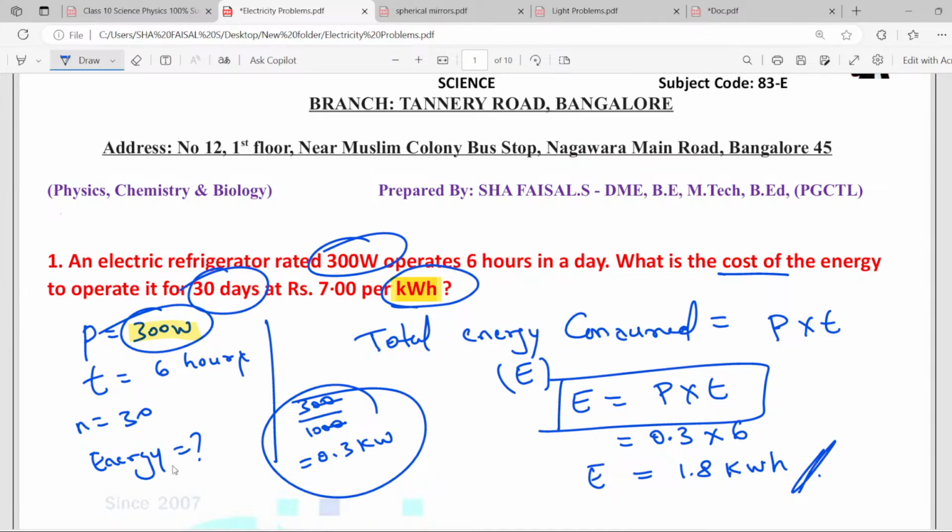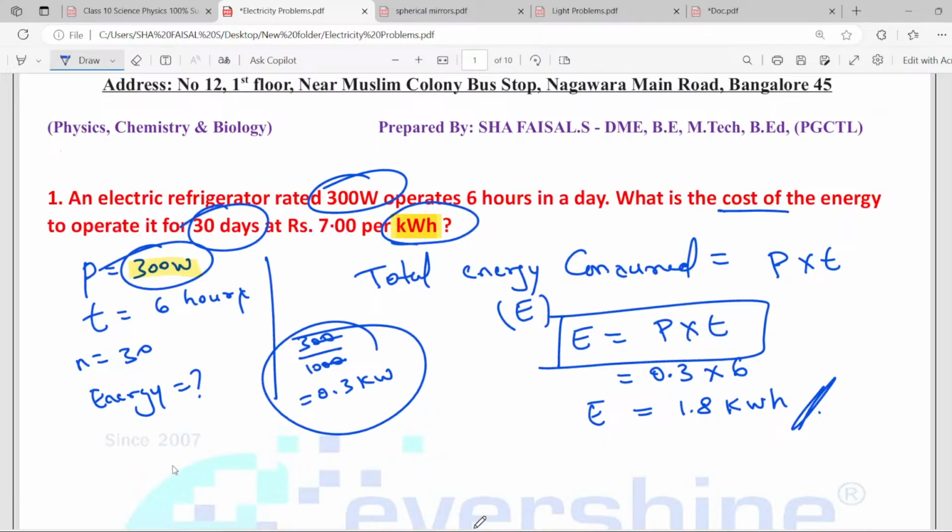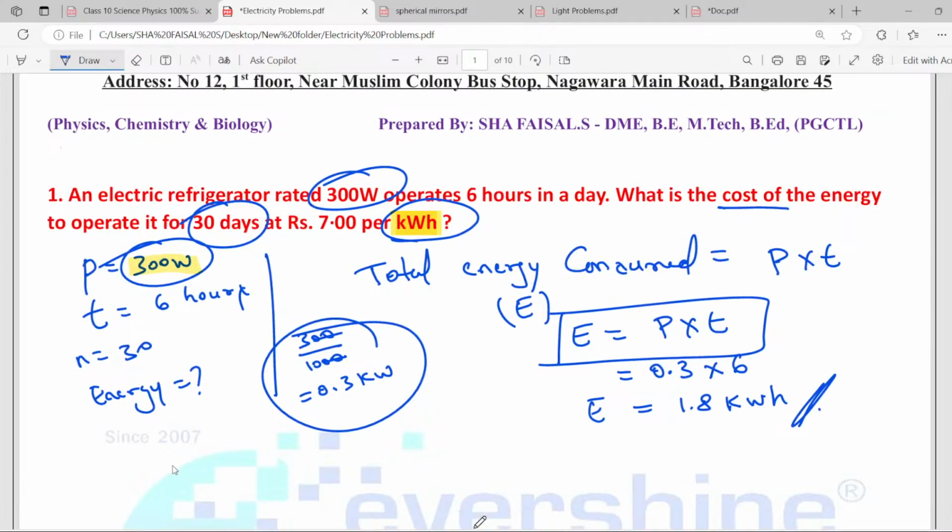1.8 kilowatt hour. Isn't it? 1.8 kilowatt hour. This is the total energy we have consumed. Now, let me calculate the total cost. How much bill we will get if we are using this amount of energy.